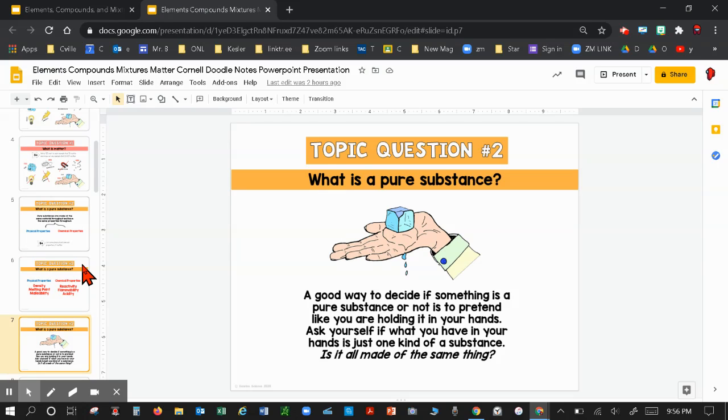is to pretend like you're holding it in your hands. That is, if we're looking at a pure substance. So ask yourself if what you have in your hand is one kind of substance. That is, is it all the same thing? If so, that is something that more than likely we can classify as a pure substance. Okay?